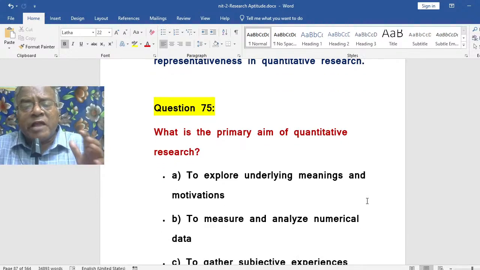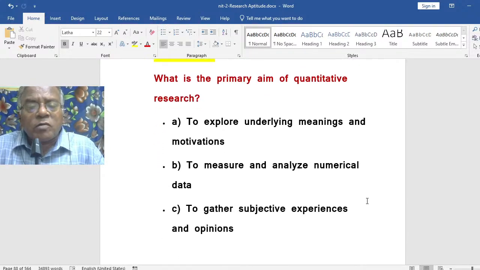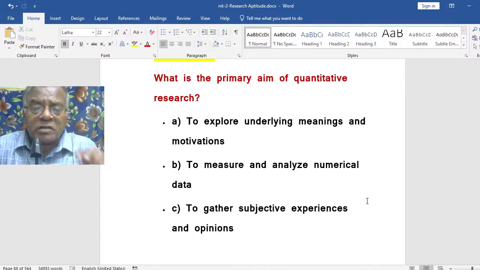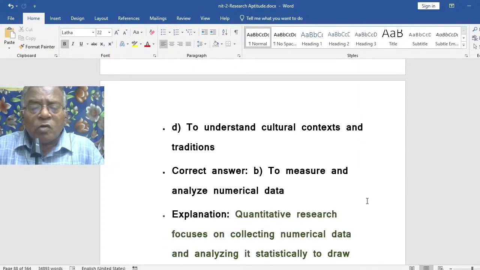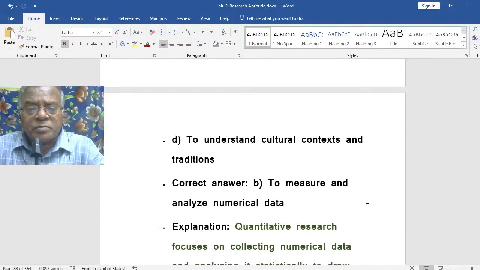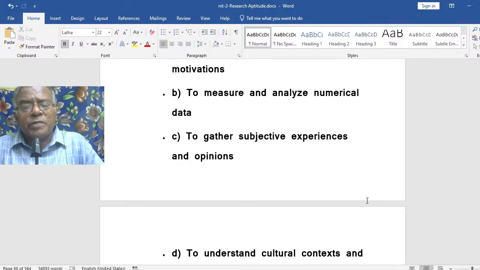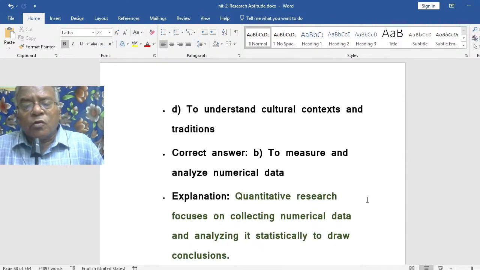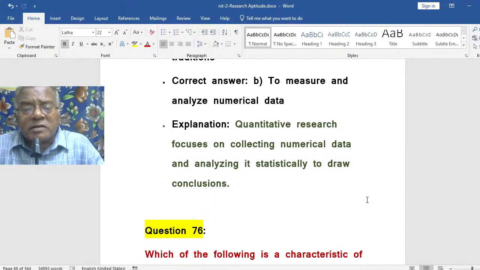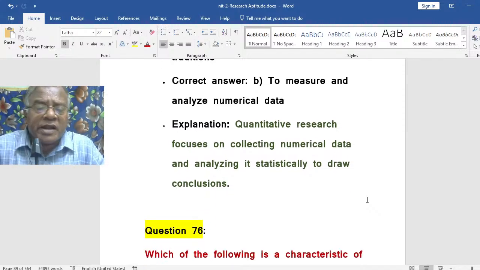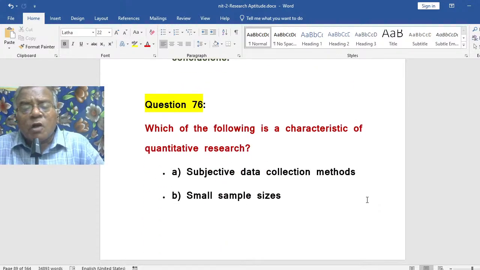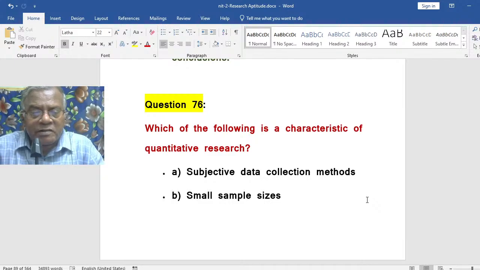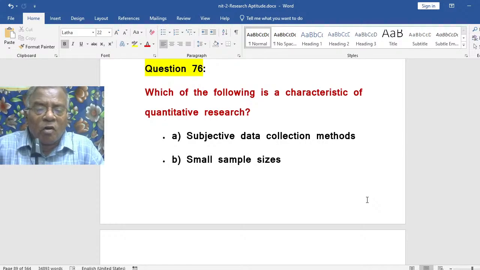What is the primary aim of quantitative research? Out of these 4 alternatives, which is the correct one? By this time you would have found out to measure and analyze numerical data. Option B. To measure and analyze numerical data. Right. Quantitative research focuses on collecting numerical data and analyzing it statistically to draw conclusions. Which of the following is a characteristic of quantitative research? You just see all the 4 alternatives.